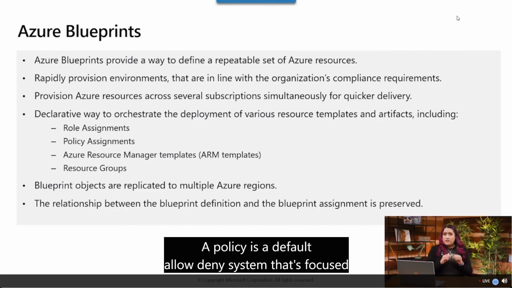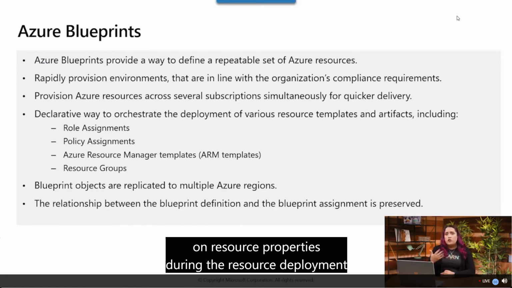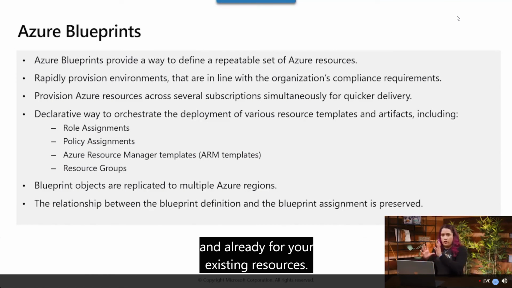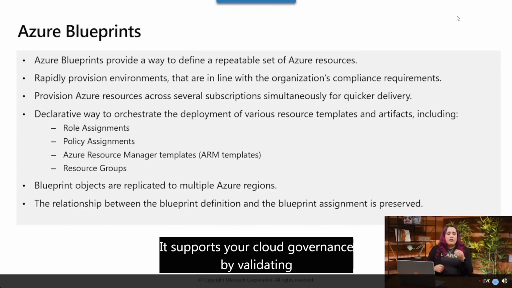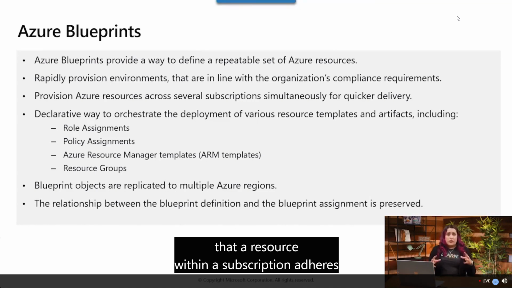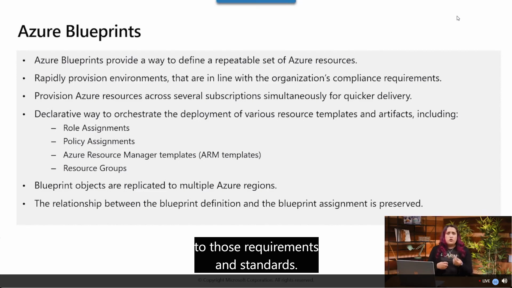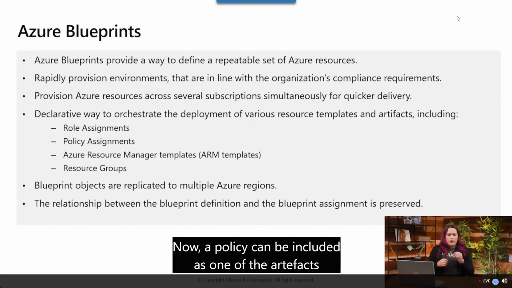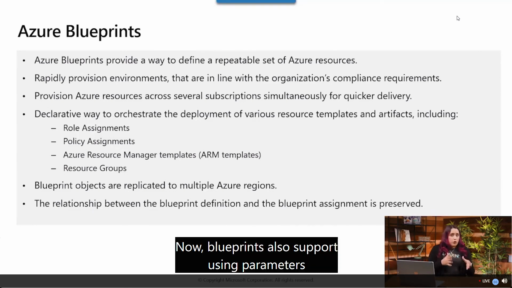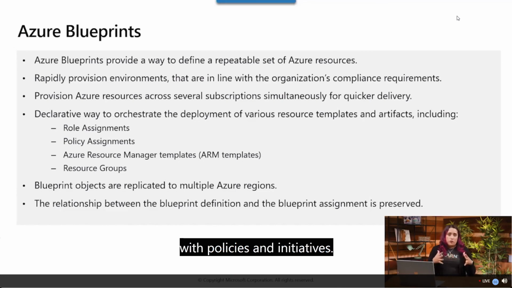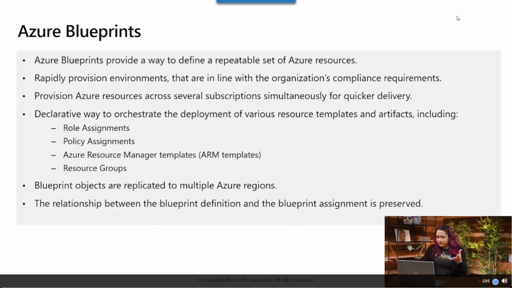Now, a lot of folks tend to get policies and blueprints mixed up. A policy is a default allow, deny system that's focused on resource properties during the resource deployment and already for your existing resources. It supports your cloud governance by validating that a resource within a subscription adheres to those requirements and standards. Now, a policy can be included as one of the artifacts in your blueprint definition. Now, blueprints also support using parameters with policies and initiatives.